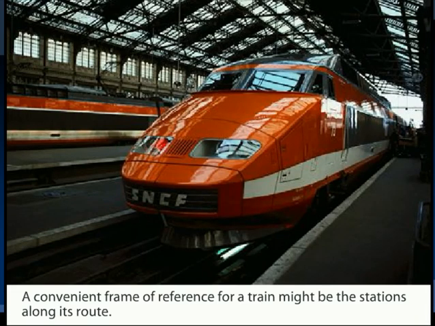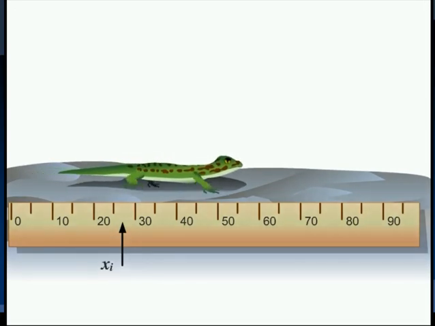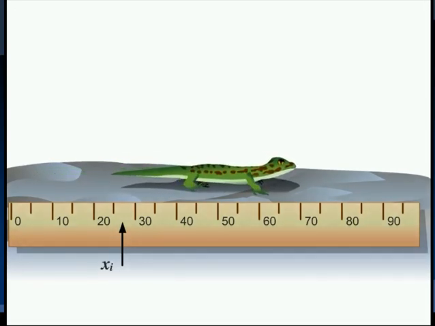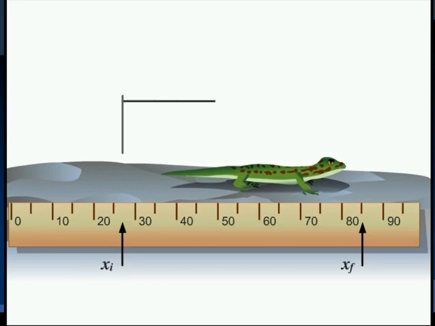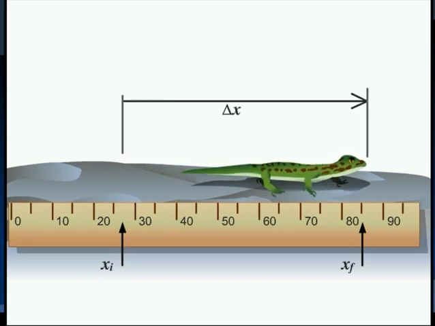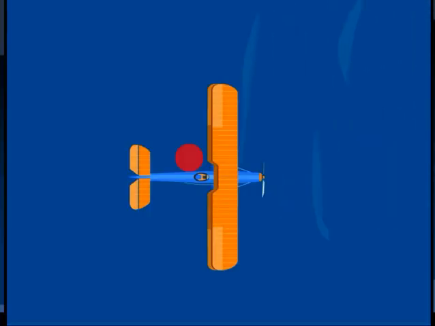A train moves from one station to another, on an Earth that is rotating and revolving and in a solar system and galaxy that are both moving. A frame of reference is defined to simplify the description of the train's motion. The motion of this gecko can be described by imagining a meter stick placed under the gecko to define a frame of reference. Observers in different frames of reference will see the motion of objects differently.